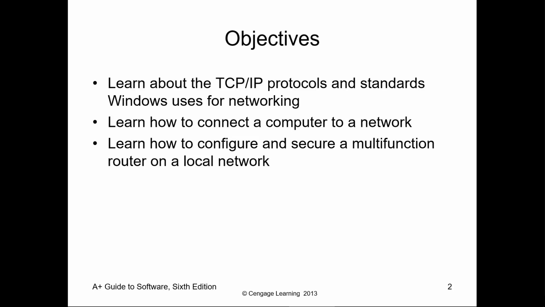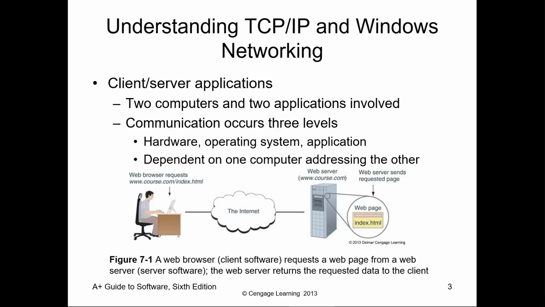So let's make sure that we understand what TCP/IP and Windows Network really means. To understand TCP/IP, we have to talk about a few things first. Normally it's a client-server type application, and essentially there are two devices involved, normally also two applications as well. Communication occurs normally at three specific levels, and this is dependent on one computer addressing a resource from the other.